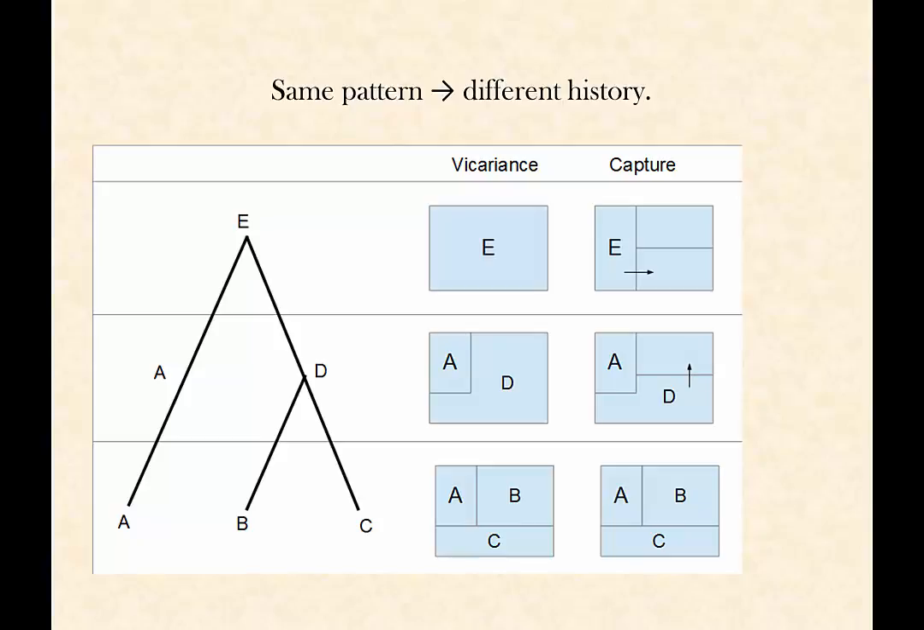So here we can have a vicariant model. Maybe the ancestor E was found everywhere, then A split from D, and then later D split into B and C. So we end up with A, B, C. But equally possible, maybe E was just in some ancestral basin here. It then managed to get into this basin, then managed to get through into this basin through river capture events, and we end up with exactly the same pattern. So if we see this, how do we know that the history is this one or this one? That's a problem.